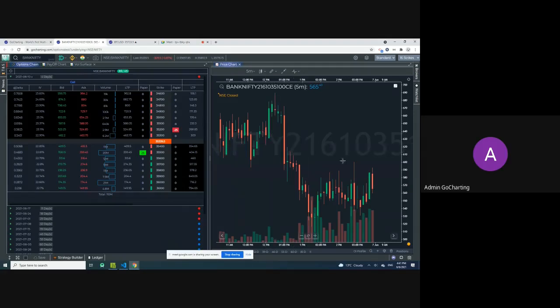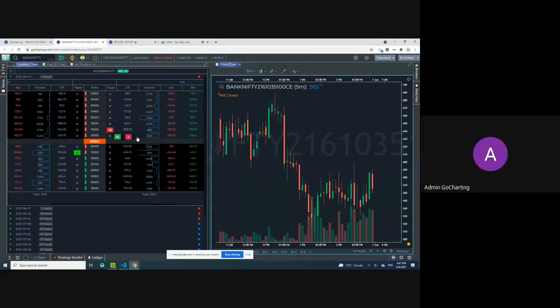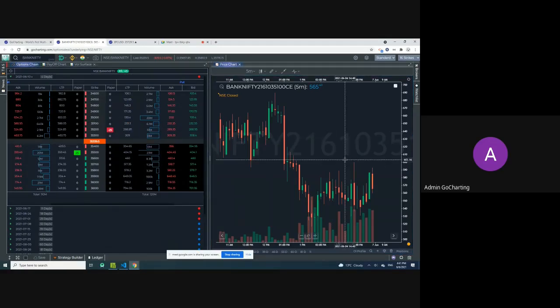So this is how you can actually track, for example, in this template, I'm tracking the options chain on the left hand side and the particular options contract on the chart on the right hand side. So this is a very unique feature. I don't think any of the platforms have the ability to give you such features, but this is very powerful, and I'm going to explain to you what other powerful things you can do.